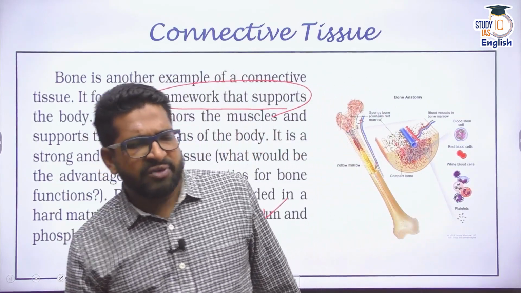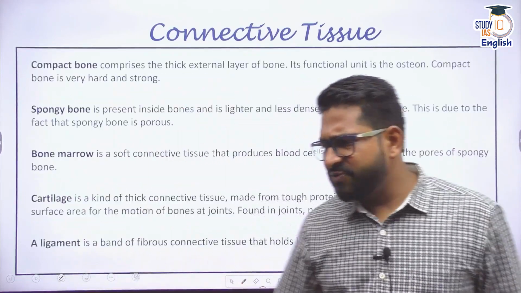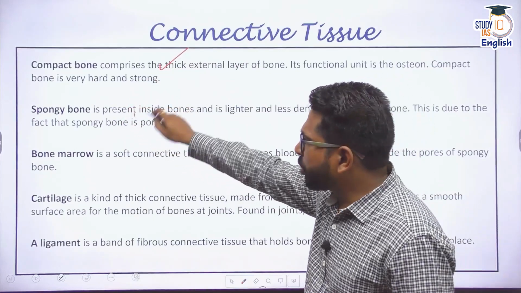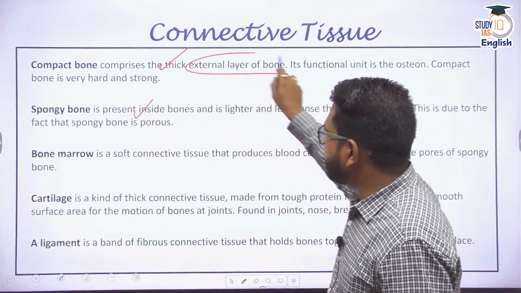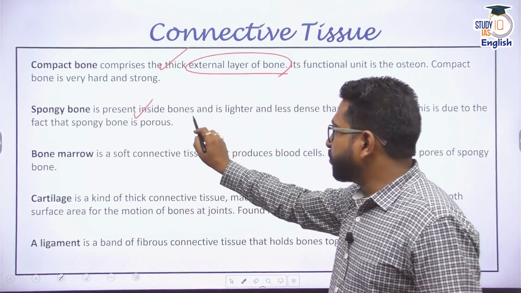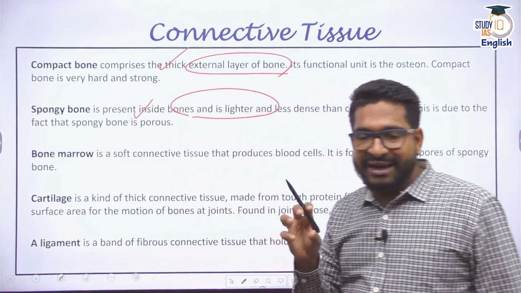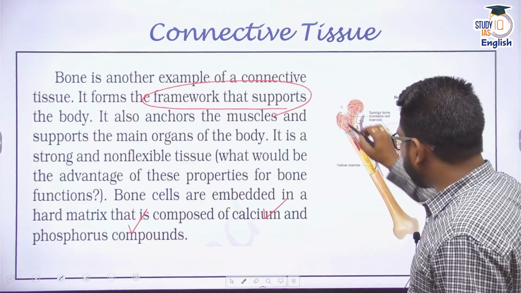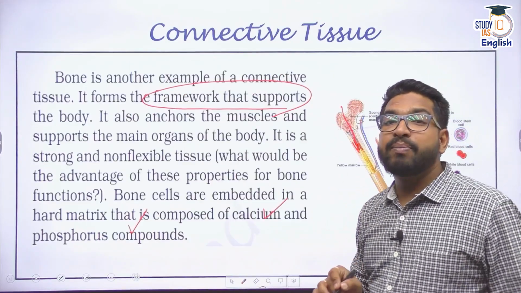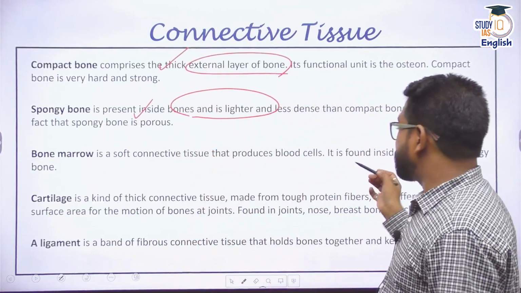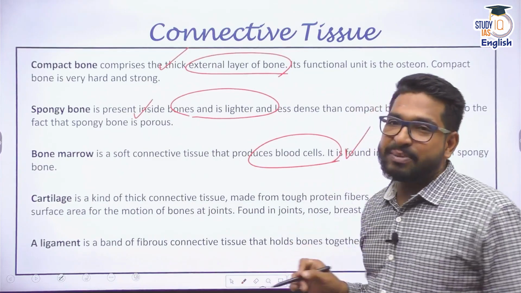Apart from blood and bone, there are so many other examples. For instance, bone itself has different types: compact bone and spongy bone. Compact bone comprises the external layer of bone, which is very thick and hard, but spongy bones are mostly lighter in weight because they are a little spongy. Inside the bone there is bone marrow. This is composed of blood. So bone marrow is a soft connective tissue which produces the blood cells, RBC, WBC, etc.